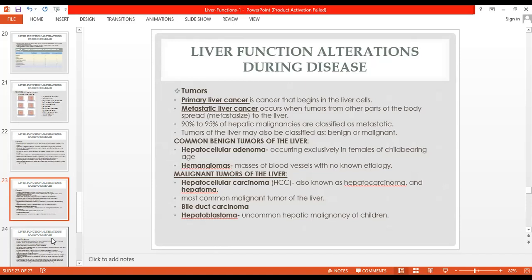On those, HCC is the most common malignant tumor of the liver. Hepatoblastoma is an uncommon hepatic malignancy of children. HCC has become increasingly important in the United States. Approximately 85% of the new cases of this liver cancer occur in developing countries, with the highest incidence of HCC reported in regions where HBV is endemic, such as Southeast Asia and Sub-Saharan Africa.